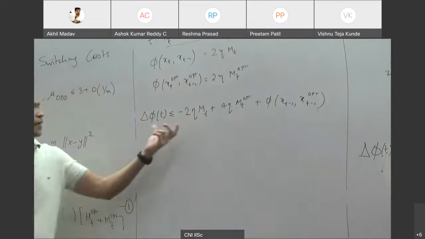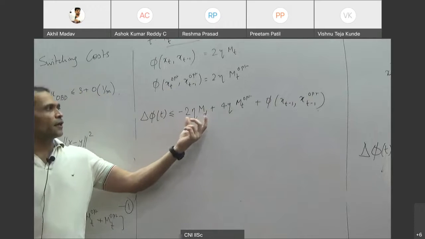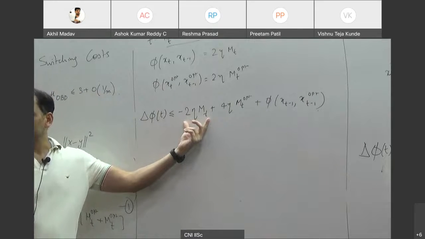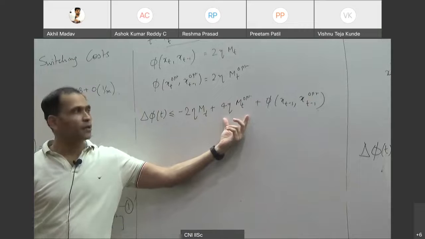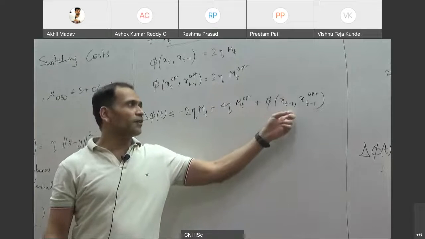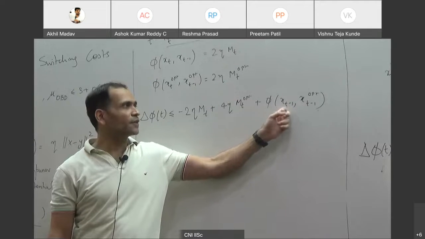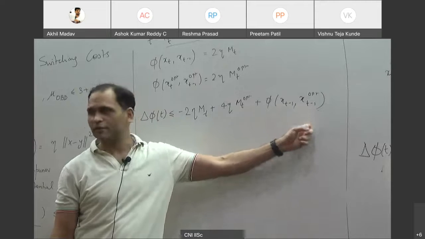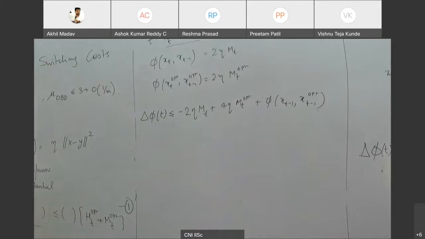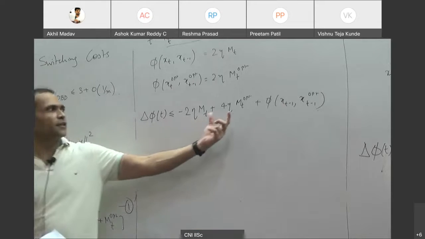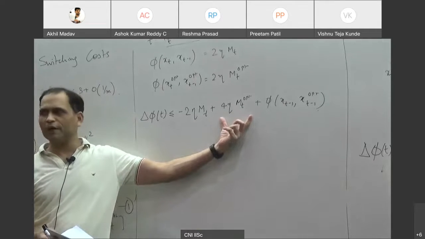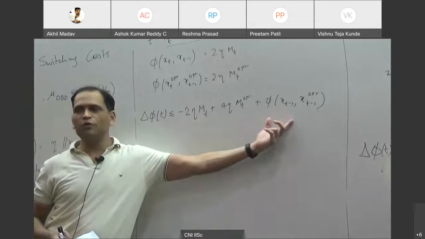This is interesting. What have I done? There is a drift. In terms of my movement cost, it's a negative term. In terms of OPT's movement cost, it's positive. And plus the same term from the previous time. This is phi of XT minus 1 and XT minus 1 OPT. What am I able to connect? That at time t, the drift has some connection to what the potential function was in the previous step. It decreases by this amount and it increases by this amount, so this is the work done by OPT, this is the work done by you, and this is where you were before.